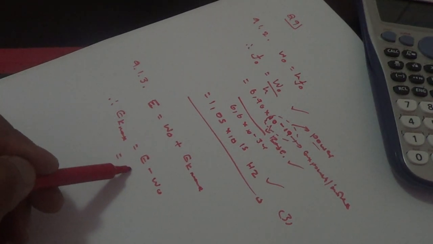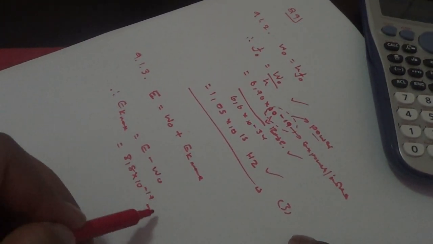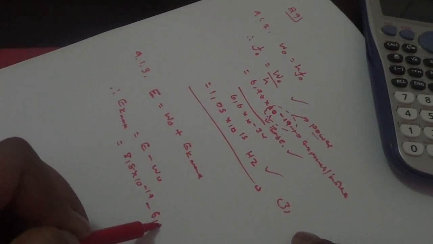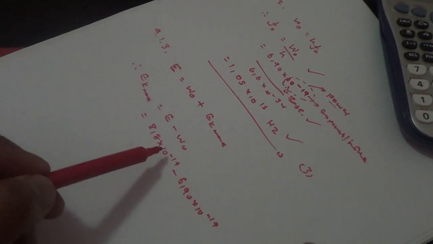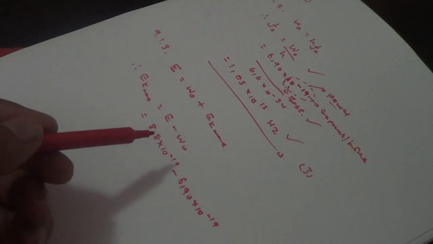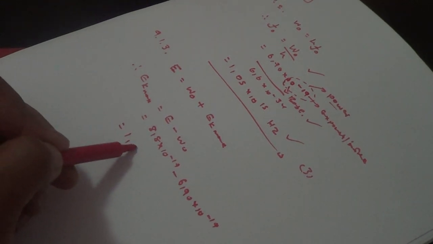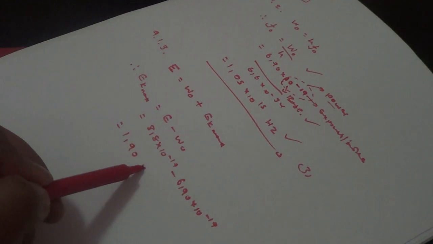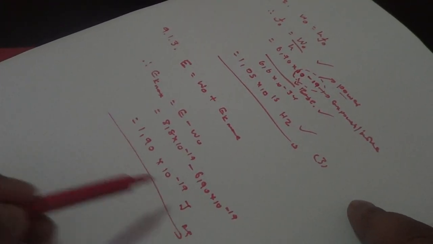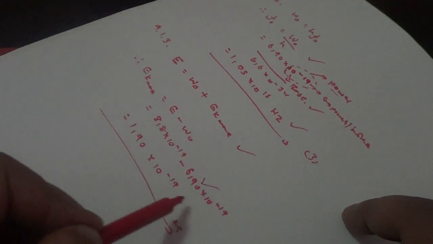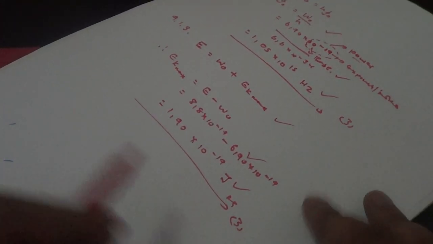They told us this was 8.8 times 10 to the minus 19. Then we subtract the work function, which they told us is 6.90 times 10 to the minus 19. If you consider the power of ten as common, this is essentially 8.8 minus 6.9, and this is 1.90, because remember they said two decimal places, times 10 to the minus 19 joules. Of course, an easy question again: substitution, the answer. You get your 3 marks and then you disappear into thin air.